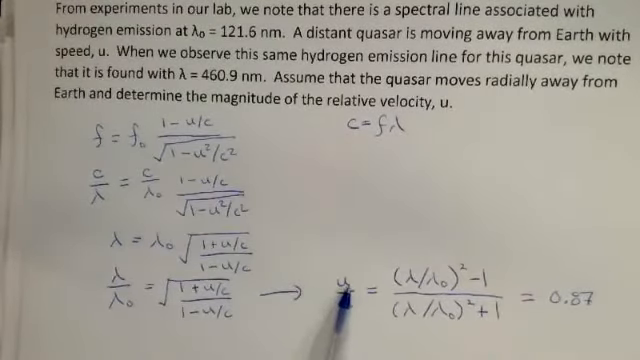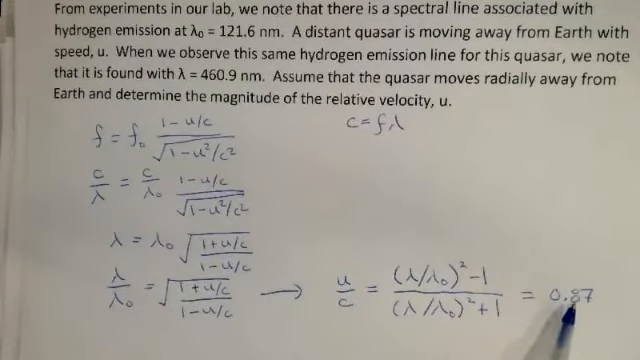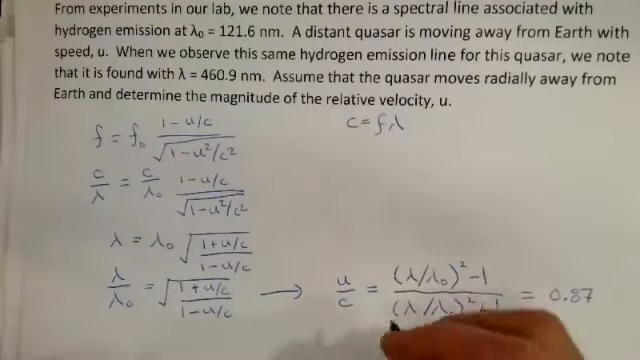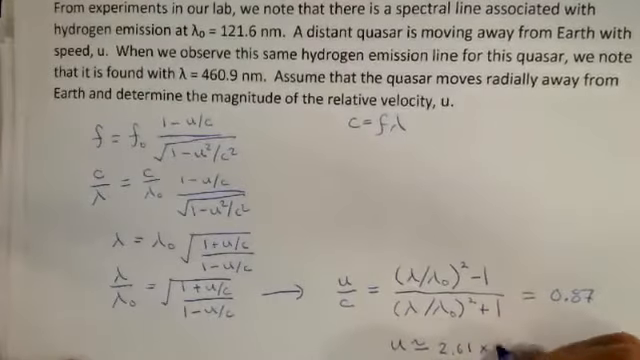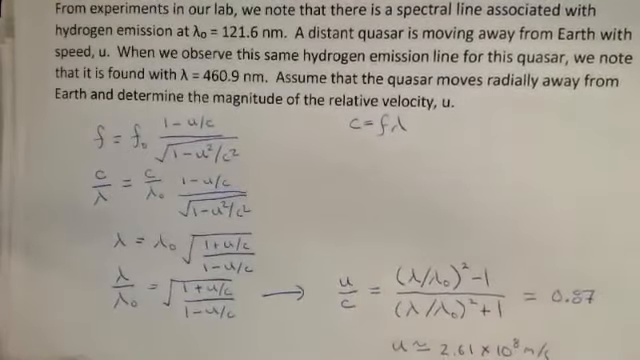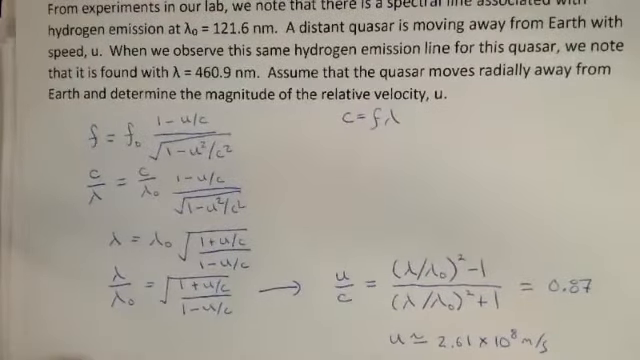In other words, the quasar is moving away from us at about 87% the speed of light. Remember, the speed of light is 3 times 10 to the 8 meters per second, so 0.87 times 3 times 10 to the 8 meters per second. Did that work for you guys? Questions, comments, concerns? So this is about 2.61 times 10 to the 8 meters per second. Hopefully that worked.